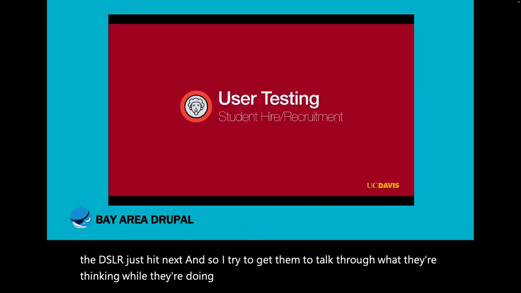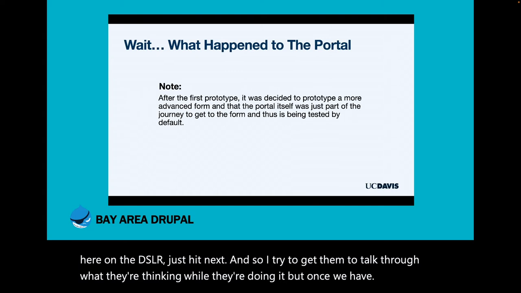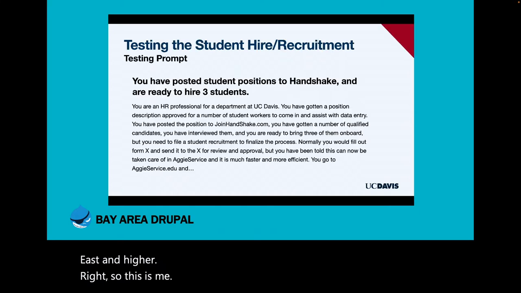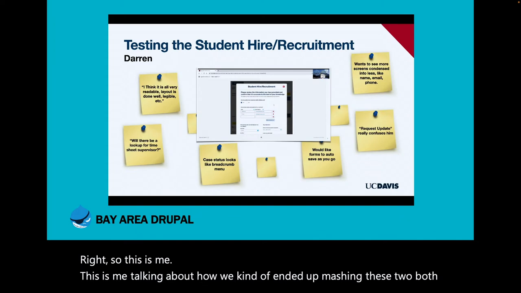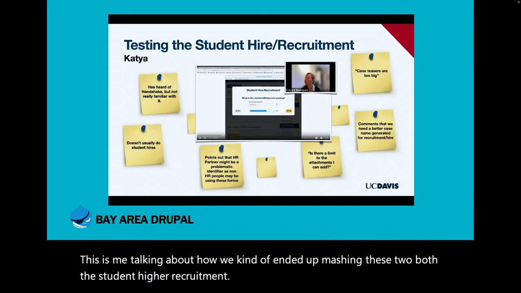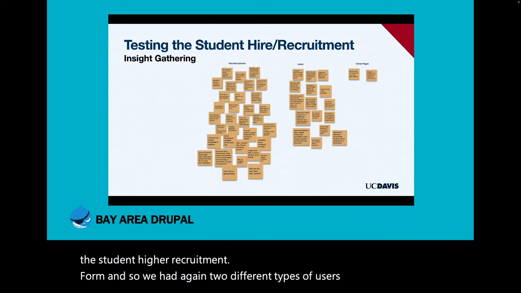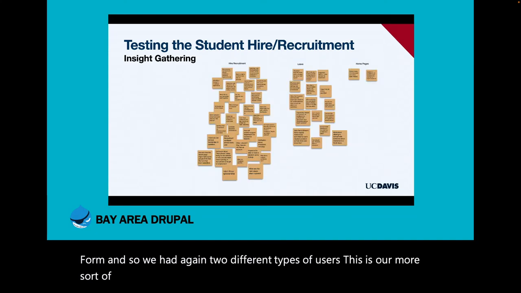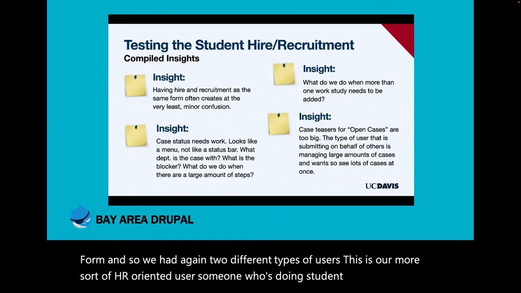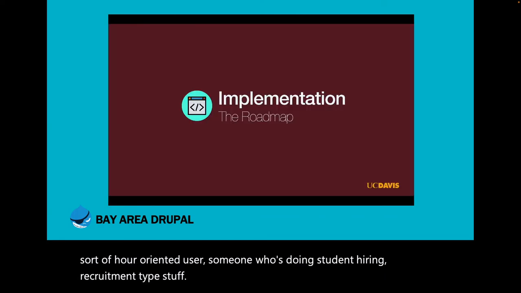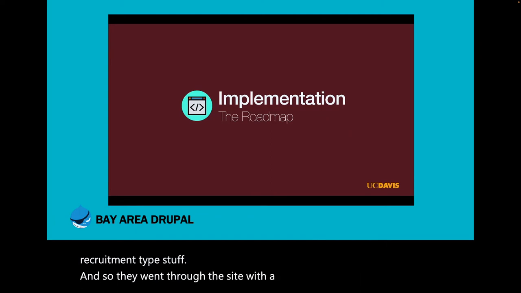But once we have, let's see, student hire, right? So this is me talking about how we ended up mashing these two together, both the student hire recruitment form and, so we had, again, two different types of users. This is our more HR-oriented user, someone who's doing student hire and recruitment type stuff. And so they went through the site with a different eye, looking at different things that we had prototyped.